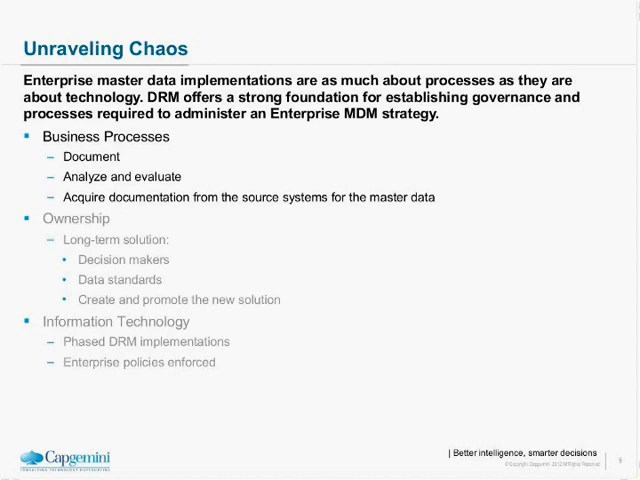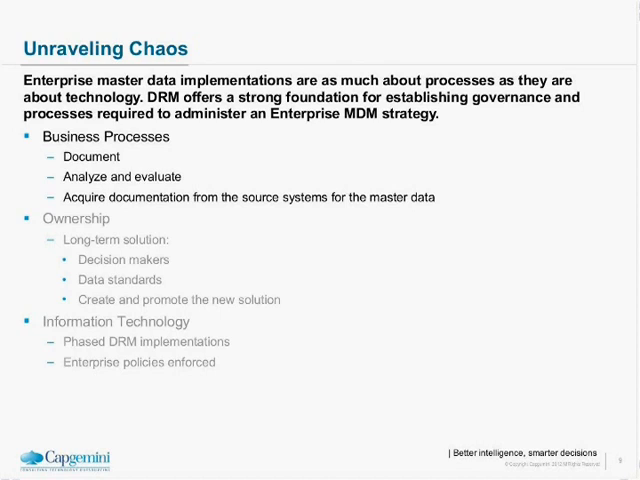So, enterprise master data. Oh, that brings us to strategy. How do we unravel the years of chaos that have occurred with master data? We group these into three main areas for an enterprise MDM solution: business processes, ownership, and IT.